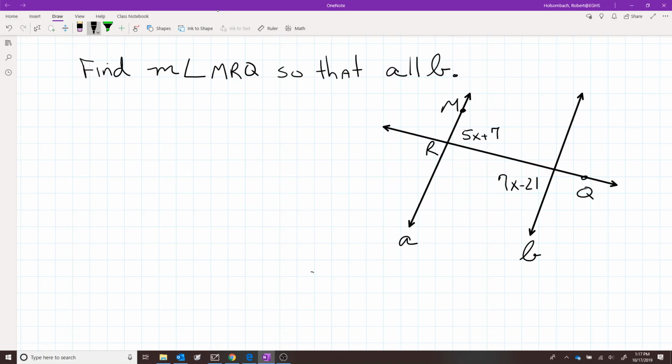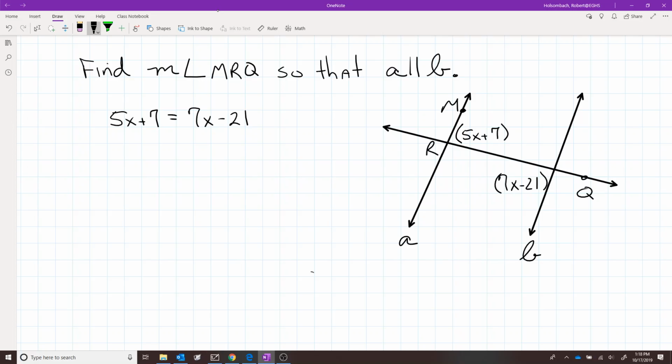Alright, if you want line A to be parallel to line B, and you're given these two expressions, the two expressions represent alternate interior angles. And if A is parallel to B, alternate interior angles are congruent. So if you make your 5x plus 7 equal to the 7x minus 21, it'll allow you to solve for x. And if you solve for x and substitute, you can find the measure of angle MRQ.